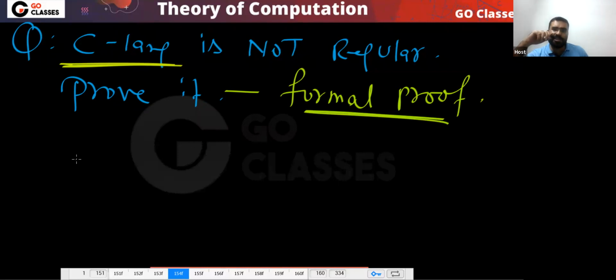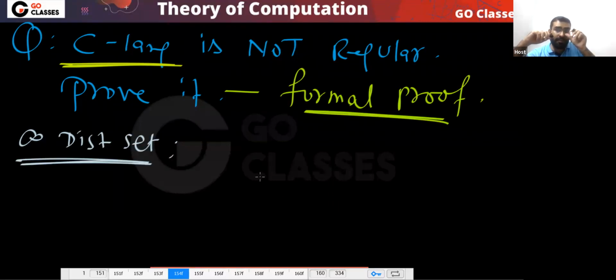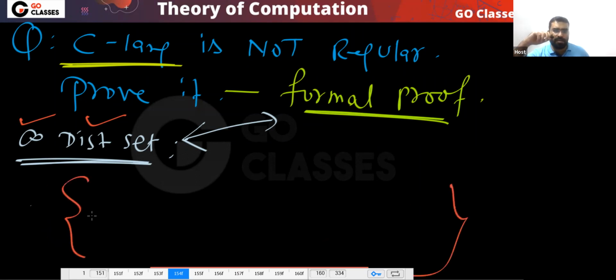Can I give an infinite distinguishable set? If I can give a set which is infinite and also distinguishable, is that enough? That's enough, right? Then that is enough. Which set will work? You can notice this set will work. Look at this. Okay, this set.